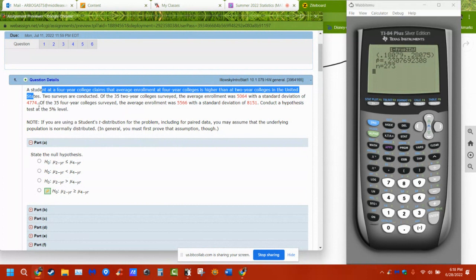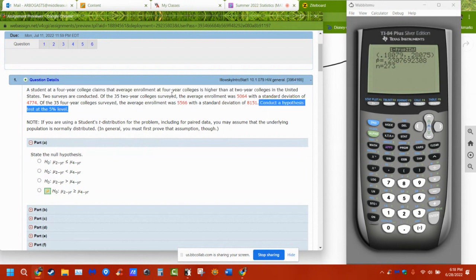Because here they're looking to see, are four-year colleges higher than two-year colleges, is the enrollment of a four-year college higher than that of a two-year college? Well, then that's the question they put in, and then what they've done is they put that two-year colleges are on the other side. So just be aware that they may switch the pieces around.